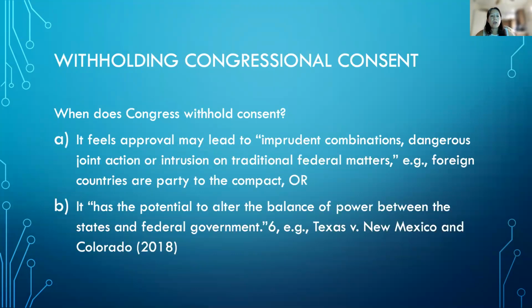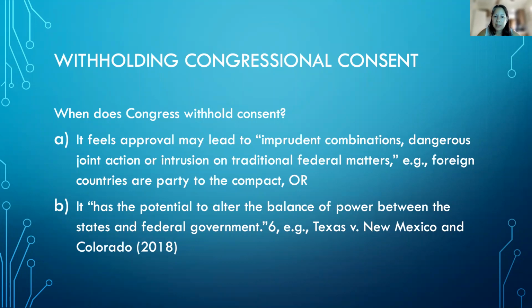Now, Congress can withhold consent. When does Congress withhold consent? When it feels approval may lead to imprudent combinations or dangerous joint action. So for example, if foreign countries are part of the compact, it may say, nope, you cannot enter into this compact. Foreign countries, this is the role of the federal government. You could get into dangerous federal matters. If it deals with substances that are dangerous, then it might do that, or if the content itself is dangerous. It also has the potential to alter the balance of power between the states and the federal government.